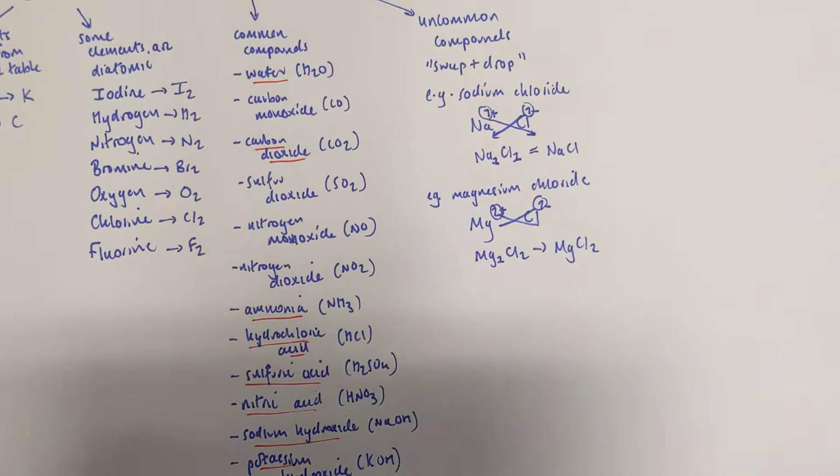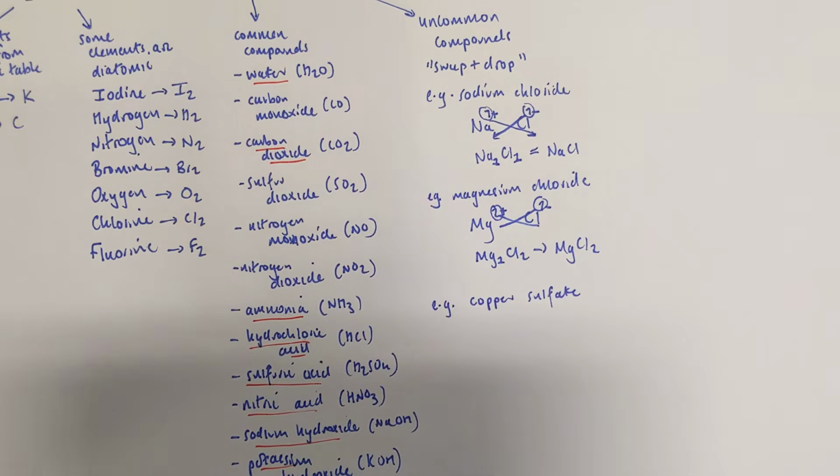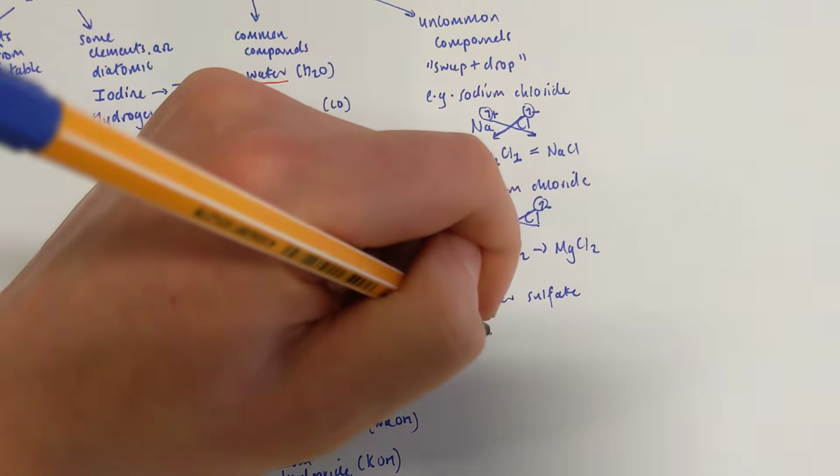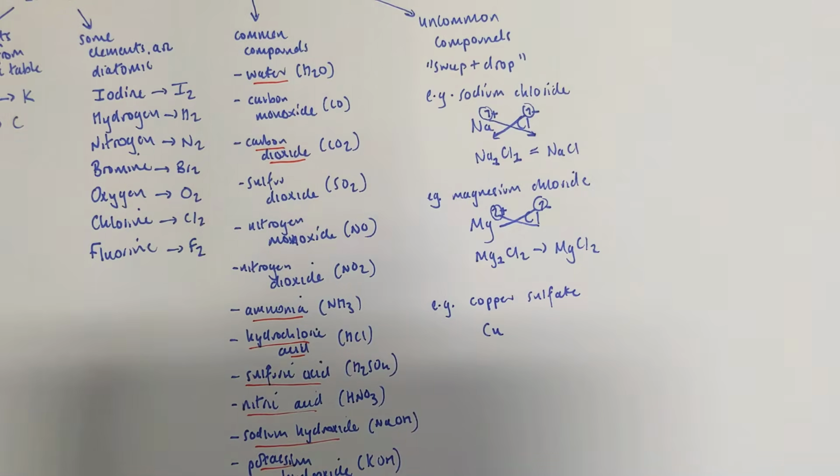One final example, which is a little bit harder, would be copper sulfate. Now copper sulfate is a little bit more tricky for a couple of reasons. First of all, you've got copper, Cu, and you've also got sulfate. Now sulfate isn't an element, it's what's known as a molecular ion, which means it's part of an ionic compound which contains more than one element.